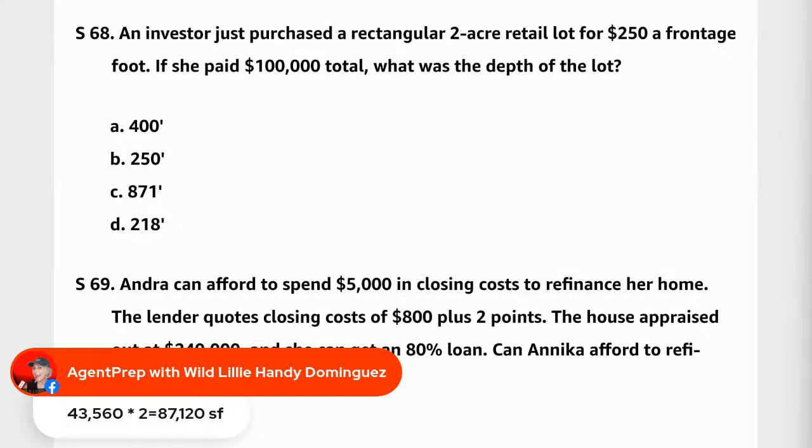Okay, so that was the square footage, and this was how many feet of frontage. 250 feet times 400 is the frontage, because it's going to be frontage times length to get the whole 2 acres. So if it's 100,000, one side of it is $250 per foot. That's the front, so it gives us 400 feet of frontage.